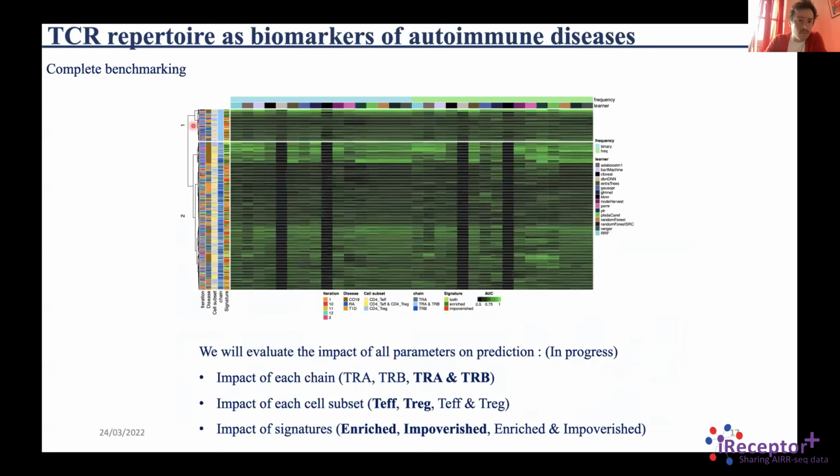So we perform a complete and important benchmarking by comparing different types of learner, but also different parameters on the prediction. And this analysis is still in progress, and we will evaluate the impact of each chain, each cell subset, and each signature. For this presentation, because it's still in progress, I will present only the results of the combined chain, so the alpha and the beta chain together, for the effector and the regulatory T cell separately, and for the enriched and impoverished signature separately.